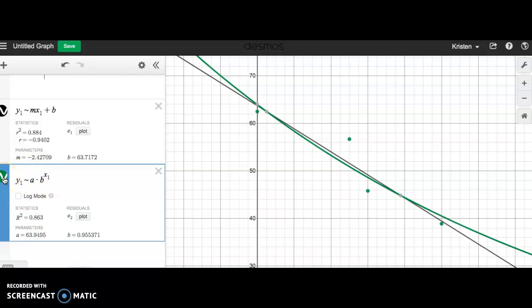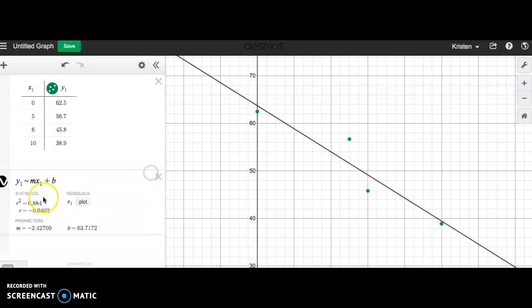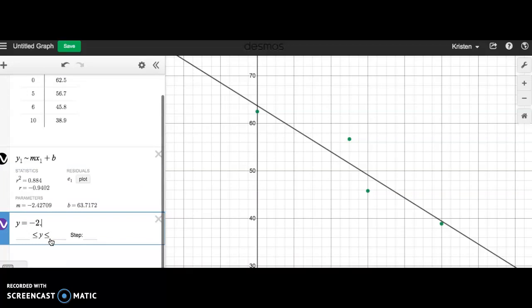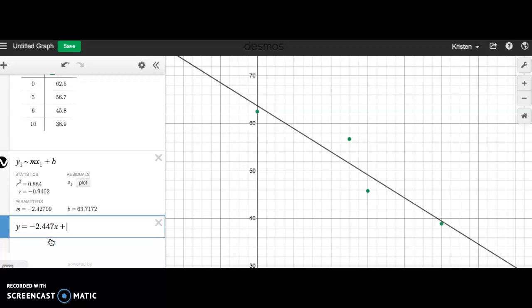Most of the time in the problems, from what I've seen, they tell you linear or exponential, so you don't have to guess. I'm going to turn off this exponential, just exit it out, and I'm going to put in the equation that this wrote for me, which was negative 2.427x plus 63.712. You'll see it graphed right on top of that black line.